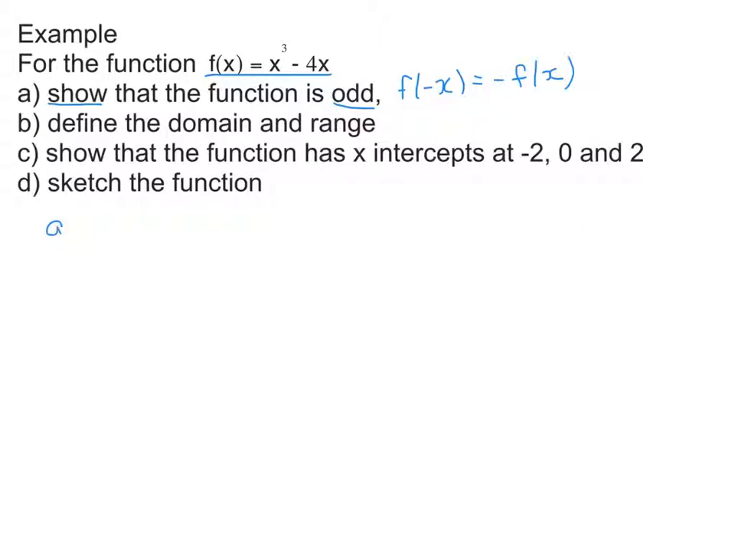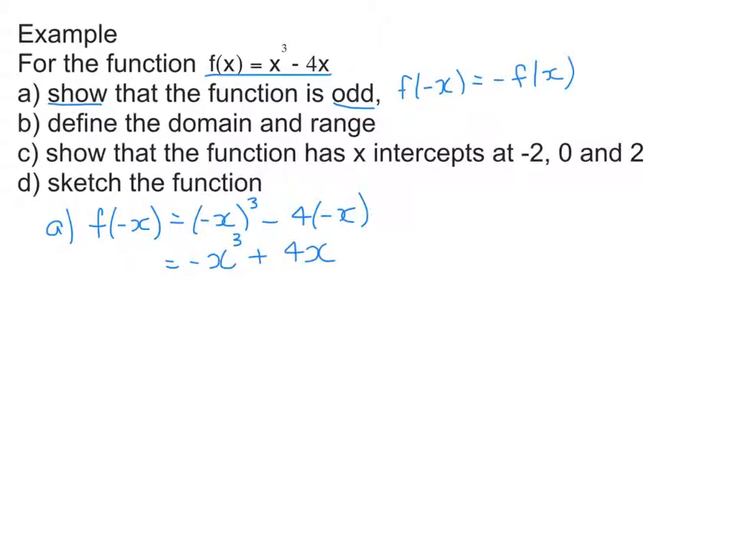So our solution is to start by substituting negative x for every x value in the equation. So we'll have negative x cubed minus 4 times negative x. We then need to expand this and simplify it as much as possible. The first term will result in negative x cubed, as 3 negatives multiplied together give us back a negative. And the second term, the 2 negatives result in a positive 4x.